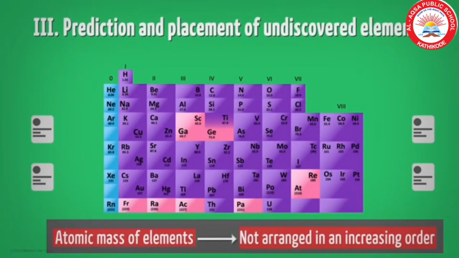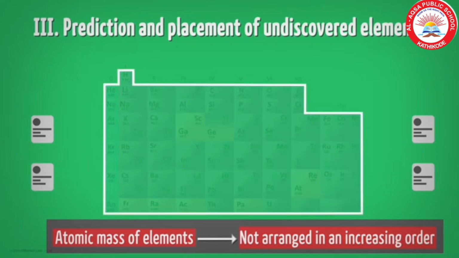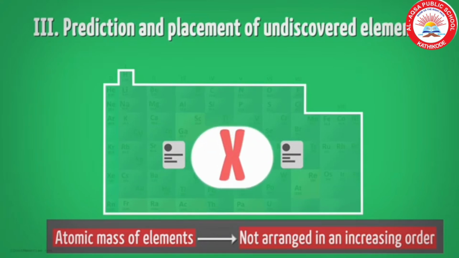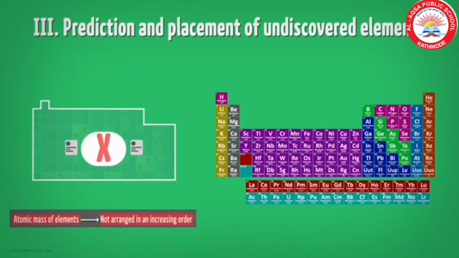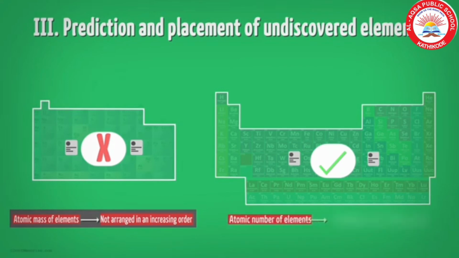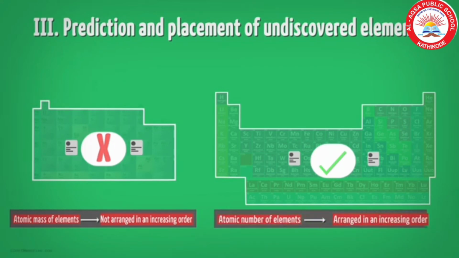But here this is overcome by Moseley because here the elements are arranged not based on atomic mass. Here elements are arranged by increasing their atomic number. So the newly discovered element we can place in periodic table without disturbing other elements, because the atomic number of elements is in increasing order in modern periodic table.